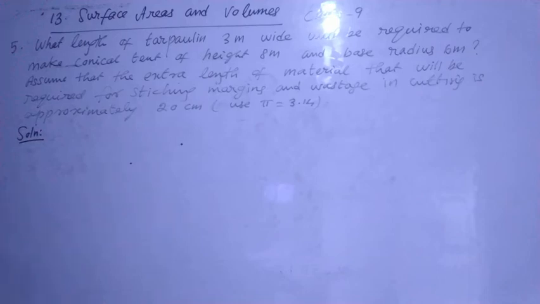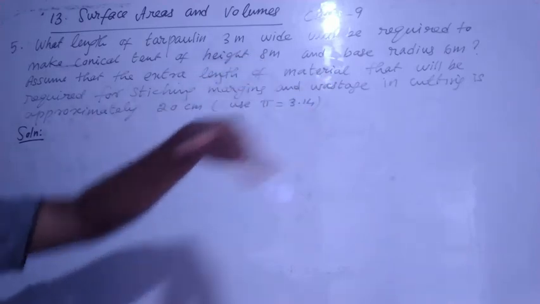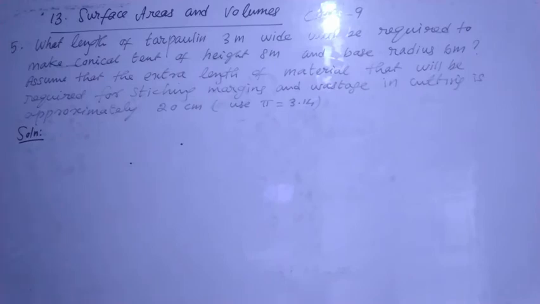We are coming to question number 5. What length of tarpaulin 3 meter wide will be required to make the conical tent of height 8 meter and base radius 6 meter? Height of the tent is given, base radius is given. You have to find how much tarpaulin is required to make the tent. Assume that extra length of material required for stitching margins and wastage in cutting is approximately 20 centimeter. For cutting and stitching margin and all, we are getting 20 centimeter extra required.